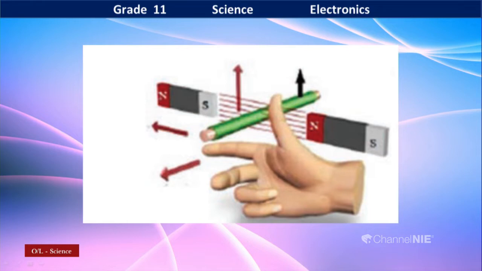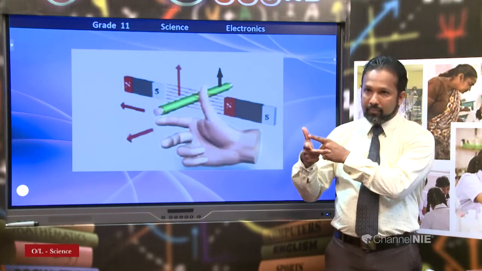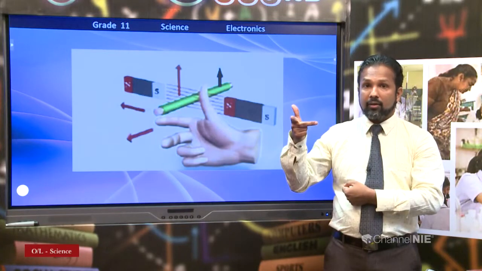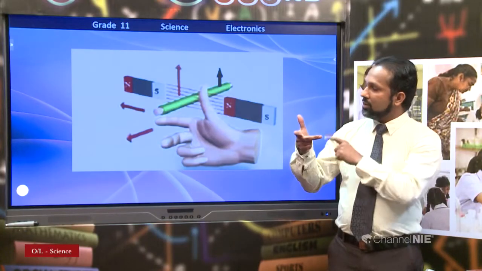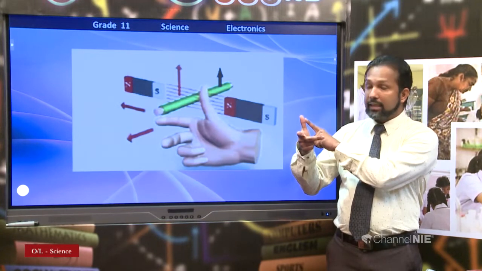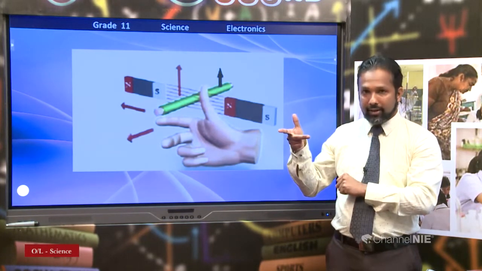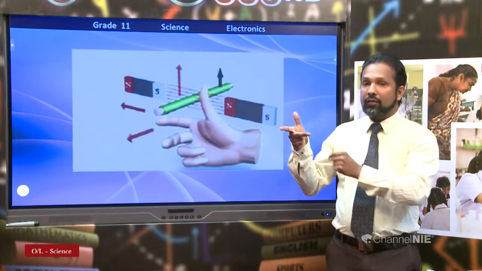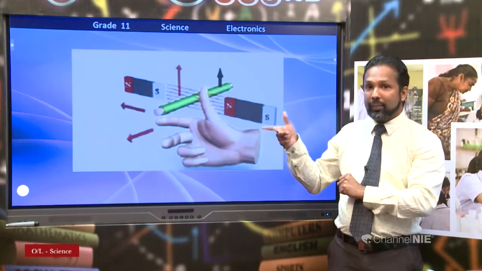Fleming said that we have to keep our right hand in this manner. How? We have to keep the thumb, the index finger and the middle finger at right angles to each other. Then the thumb represents the direction of motion of the conductor. The index finger represents the direction of magnetic field, so that the middle finger indicates the direction of induced electric current. This is Fleming's right hand rule.